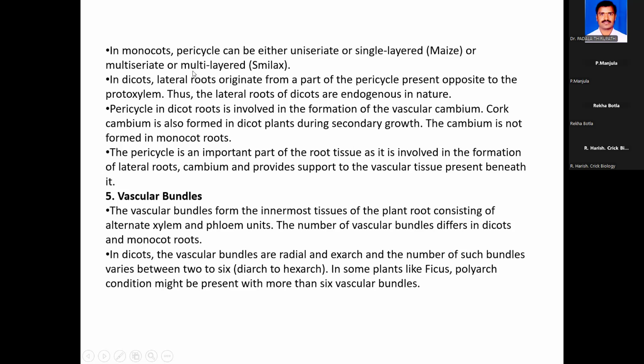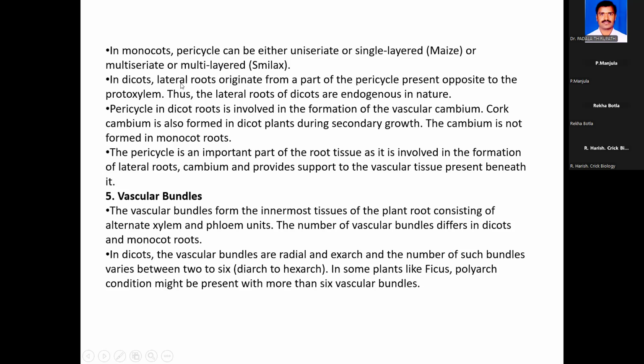In monocots, the pericycle can be either uniseriate or single-layered, generally single-layered in maize. A typical example of a monocot root is maize. Or it can be multiseriate or multilayered. Sometimes a multiseriate, many-layered pericycle can be observed in Smilax.